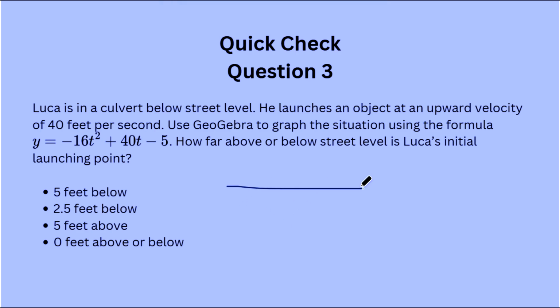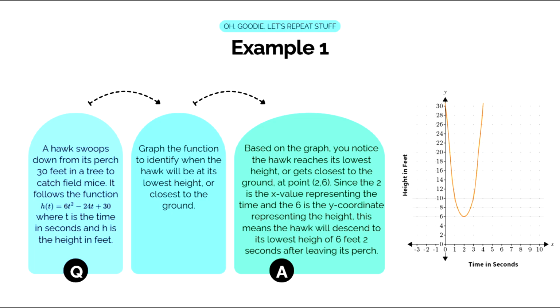Okay, so again, think about it. You have this graph. Luca is in a culvert below street level. That means he's down here somewhere, okay? And he launches an object, and it's going to go up, and it's going to come back down, okay? So your graph's going to look something like this. So how far above or below street level is Luca's initial launching point? It wants to know this number, where Luca started from, where he initially launched from, okay? You can do this. I believe in you. We're almost done.